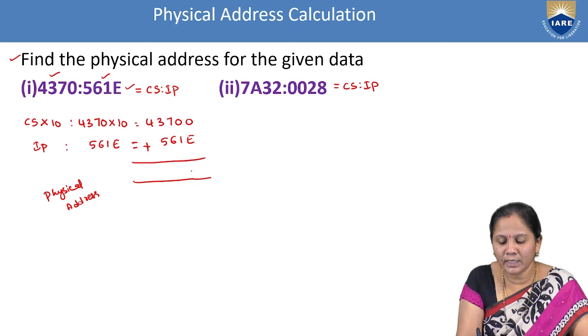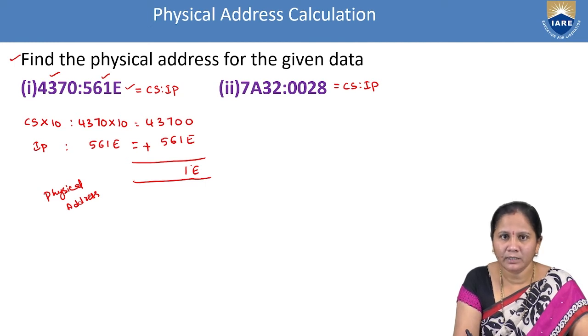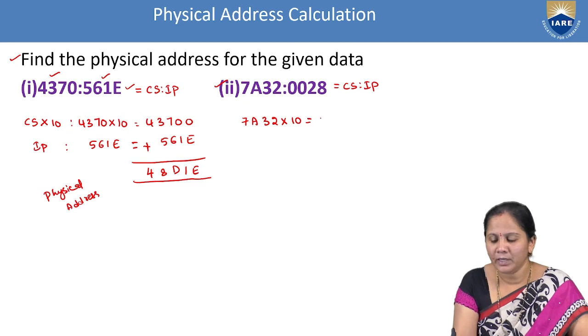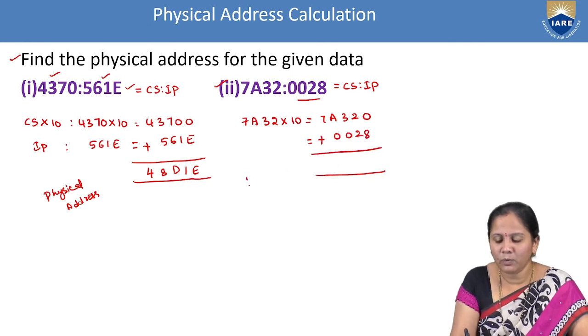So 0 plus E is E. 0 plus 1 is 1, and 7 plus 6 is 13. The value of 13 in hexadecimal we have to write here, it is D. Next, 3 plus 5 is 8, and next 4. For this example also, the segment address is 7A32 into 10, segment address into 10, which leads to 7A320. To this, we have to add the offset address, which is 8. So the value we are getting here is the physical address.